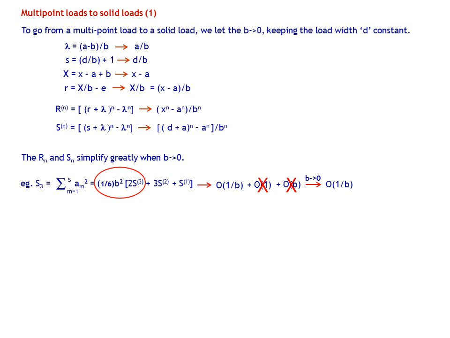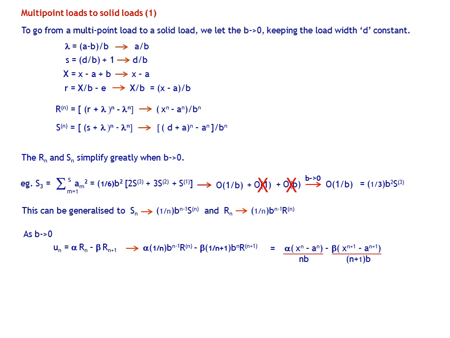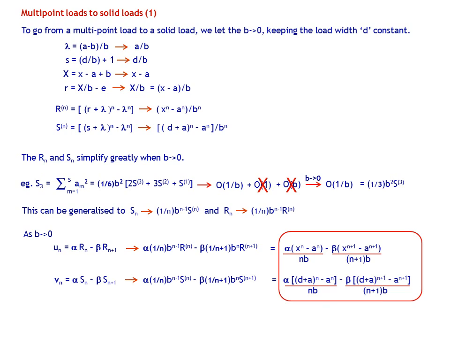In this case, S3 goes to a third b squared s bracket 3, from which we can generalize Sn to 1 over n b to the power n minus 1 times s bracket n. Similarly, Rn goes to 1 over n b to the power n minus 1 times r bracket n. Using these results, we can see how un behaves as b goes to 0, and similarly how vn behaves.